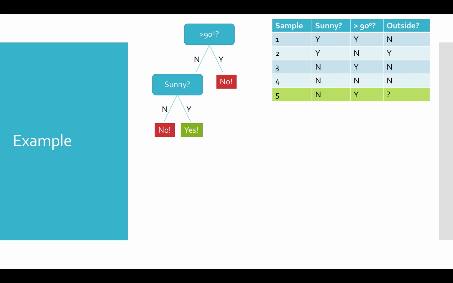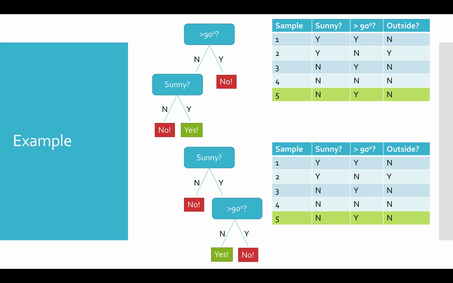So on day 5, should I go outside? Well, it's not sunny and it is greater than 90 degrees. So if it is greater than 90 degrees, we go to the right and we say no. It's too hot, don't go outside. We got the same result when we used the other tree, when we started with sunny. There are many different ways to build a tree, and we'll learn a specific way using entropy and information gain a little bit later in this lecture.